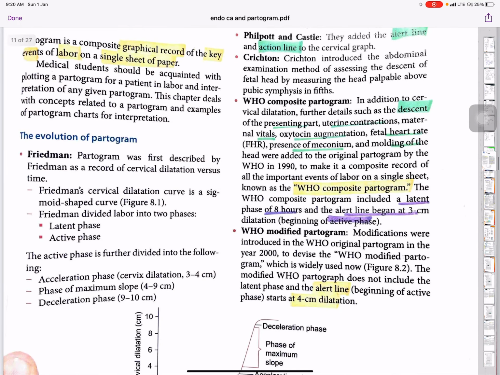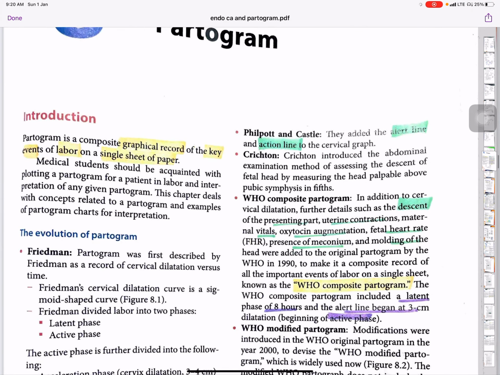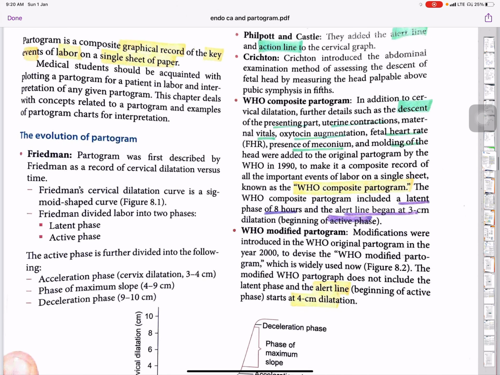Now, partogram. What is partogram? Partogram is a graphical recording of the key events of labor on a single sheet of paper. Key events of labor, single sheet of paper. We have some history: Philpott, Crichton, WHO. Okay, what are these? After that, we have three things: fetal heart rate, amniotic fluid, molding.